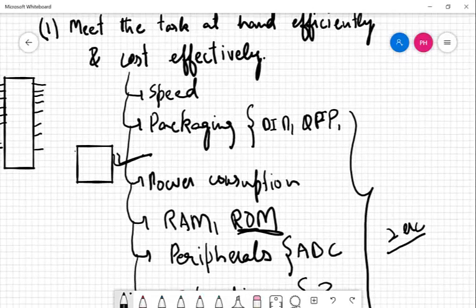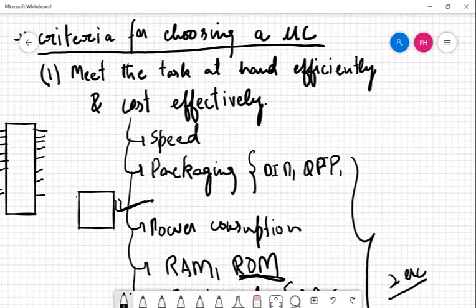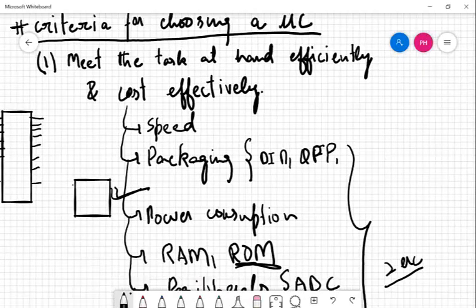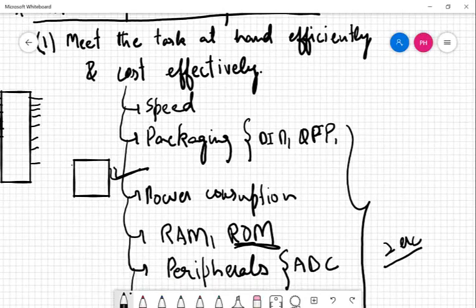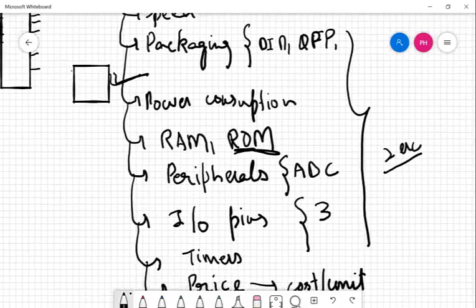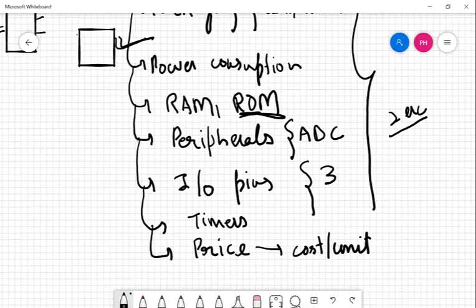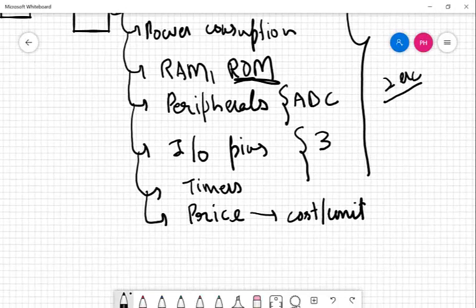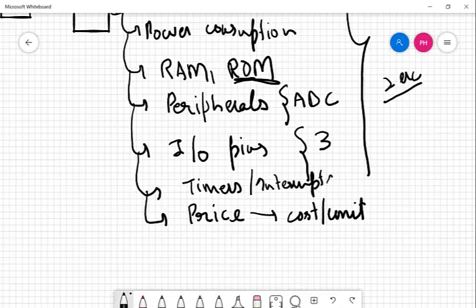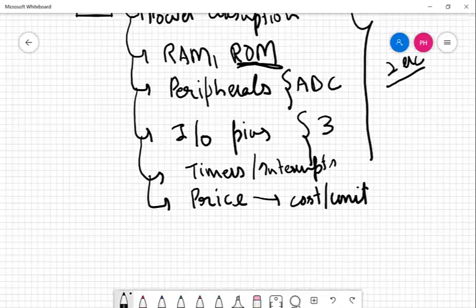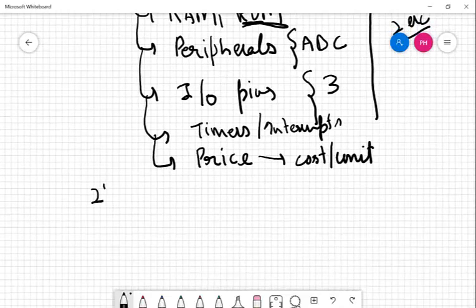So this was the first criterion of choosing a microcontroller: we have to meet the task at hand efficiently and cost effectively. That includes checking the maximum speed it supports, packaging, power consumption, amount of RAM and ROM it has, what peripherals I need, number of input output pins, number of timers, and how many interrupts I need, and whether this particular microcontroller has that number of interrupts. And also the cost per unit of this microcontroller.